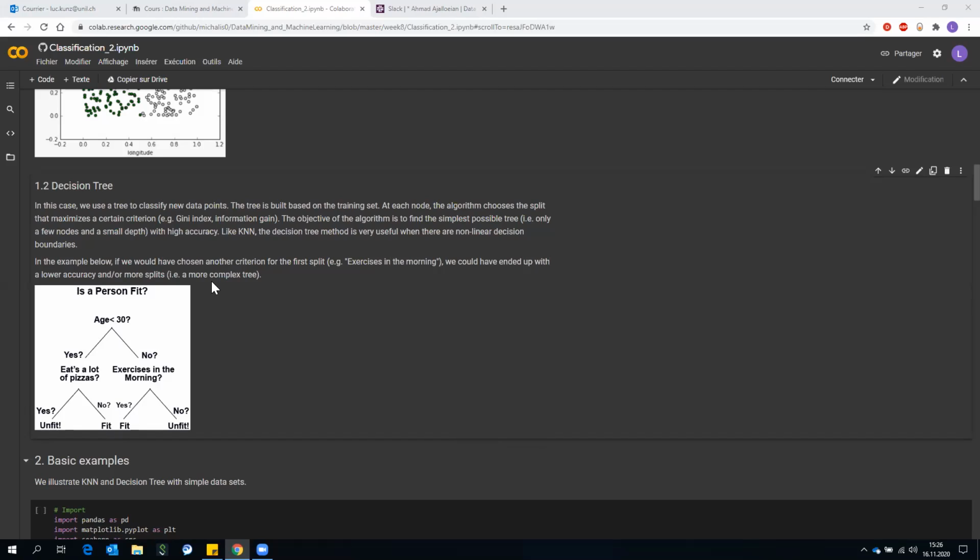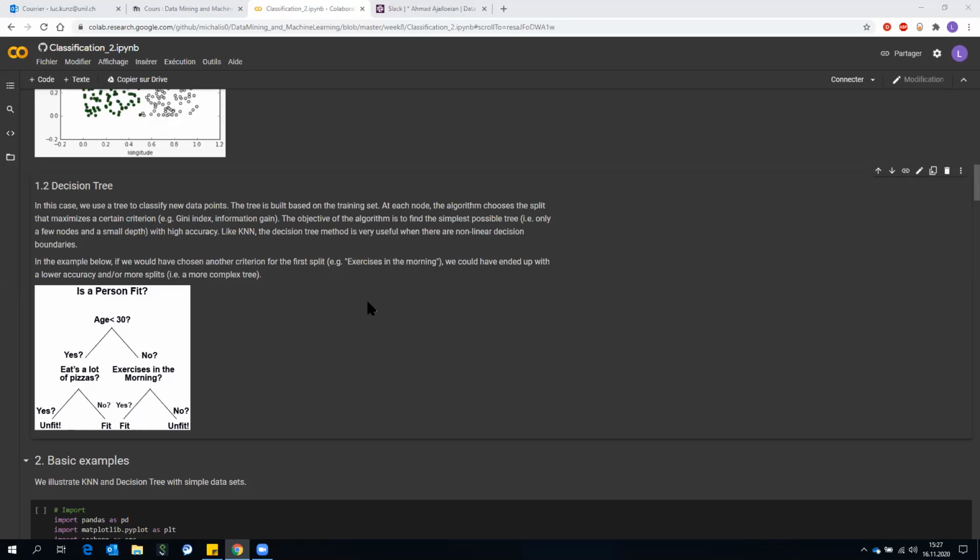Question from Pierre, can we use any kind of data type when using a tree? I guess you mean, do we have to encode the data before using a decision tree? The answer is yes, we have to encode the data before using a tree, because these criteria are mathematically computed. So you have to make the data numbers, basically. We will see this.